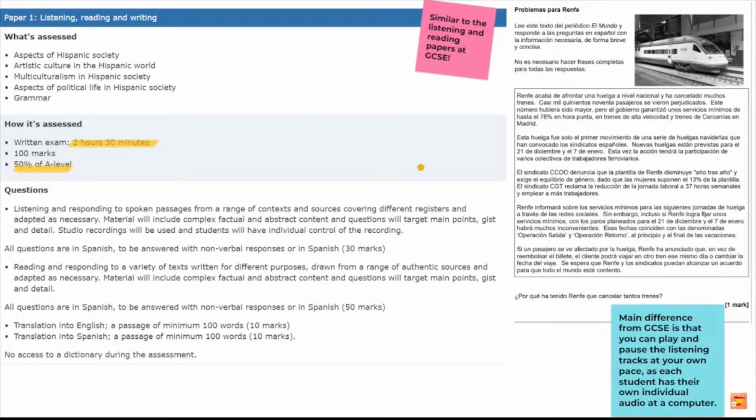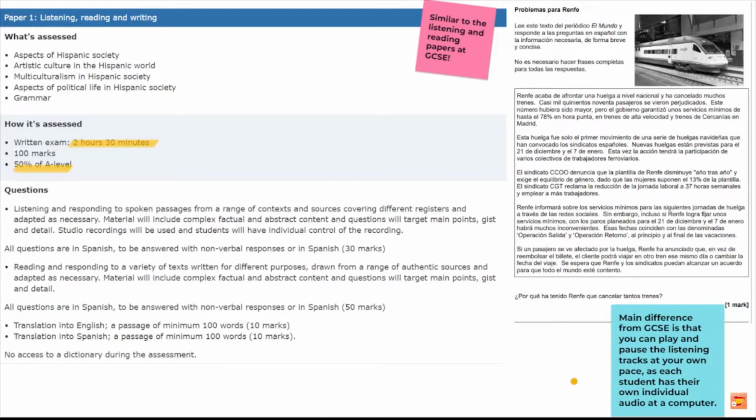However, one of the biggest differences with this paper from GCSE is that for the listening questions, you are seated beside a computer, so you can actually control the audio completely yourself and repeat it as many times as you need, or pause it whenever you need. So the main difficulty becomes managing your time carefully and not spending too long on the listening questions because you need to leave time for the reading and translation section.